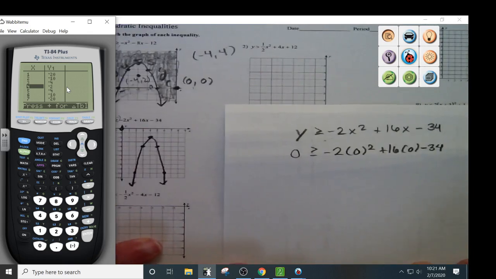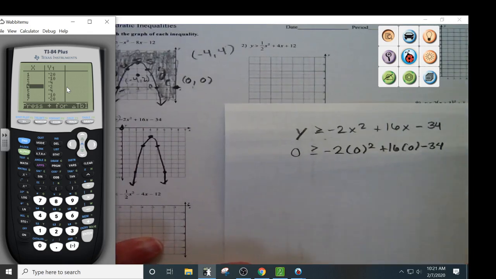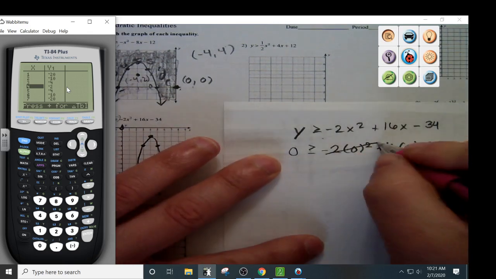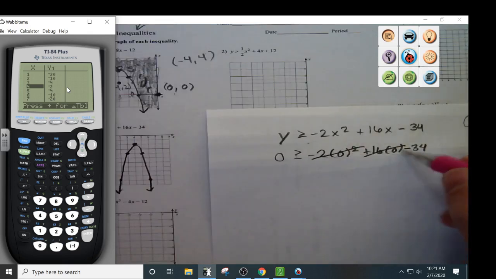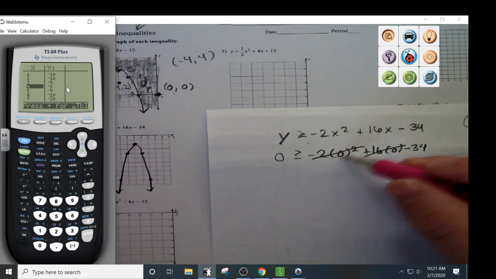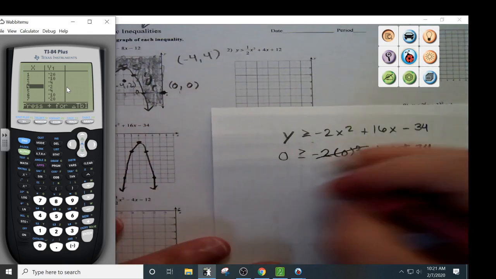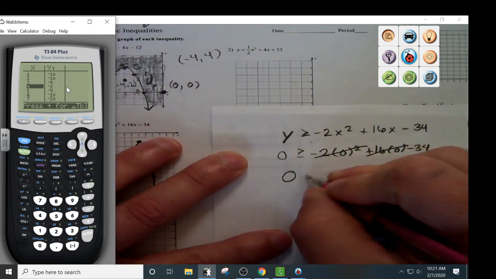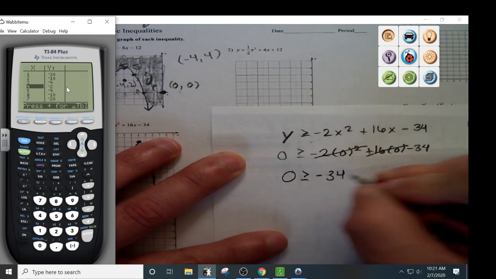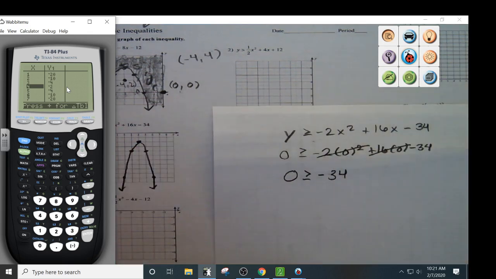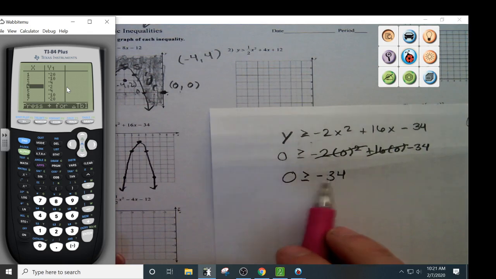Now, guys, my first 2 terms are going to cancel out because they become 0. Okay. Does everybody understand why this cancels out? 16 times 0 is 0, negative 2 times 0 is 0. All right, so now that is 0 greater than or equal to negative 34. Now, guys, negative 34, that's a really small number. 0 is larger or greater than negative 34.